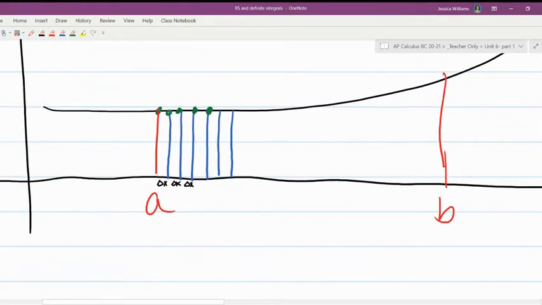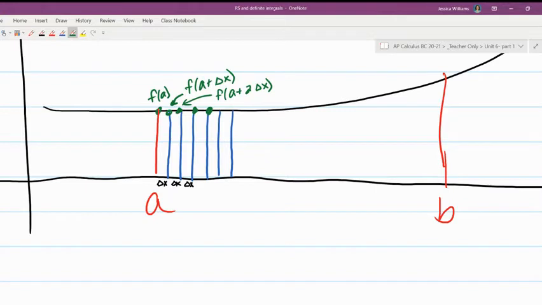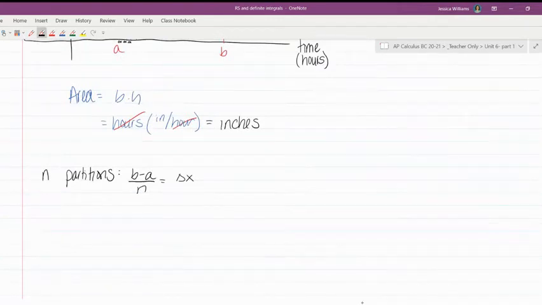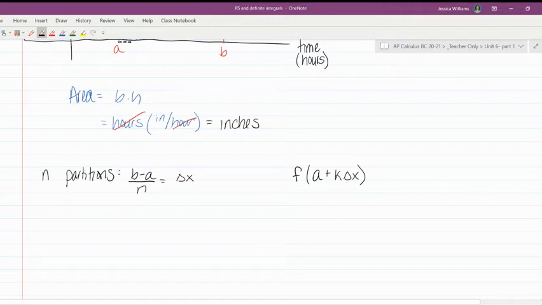So if this is f of a, this one would be f of a plus delta x. The one next to it would be f of a plus 2 delta x as we move away 2 partitions, and then 3 partitions and 4 partitions, and we're going to do that for a while and for n partitions. So we're going to call those our heights. We're going to call their function values. They start at a, and we move away some number of partitions. I'm going to just call it delta x here. Please remember that delta x is b minus a over n. Don't think that it's something new.